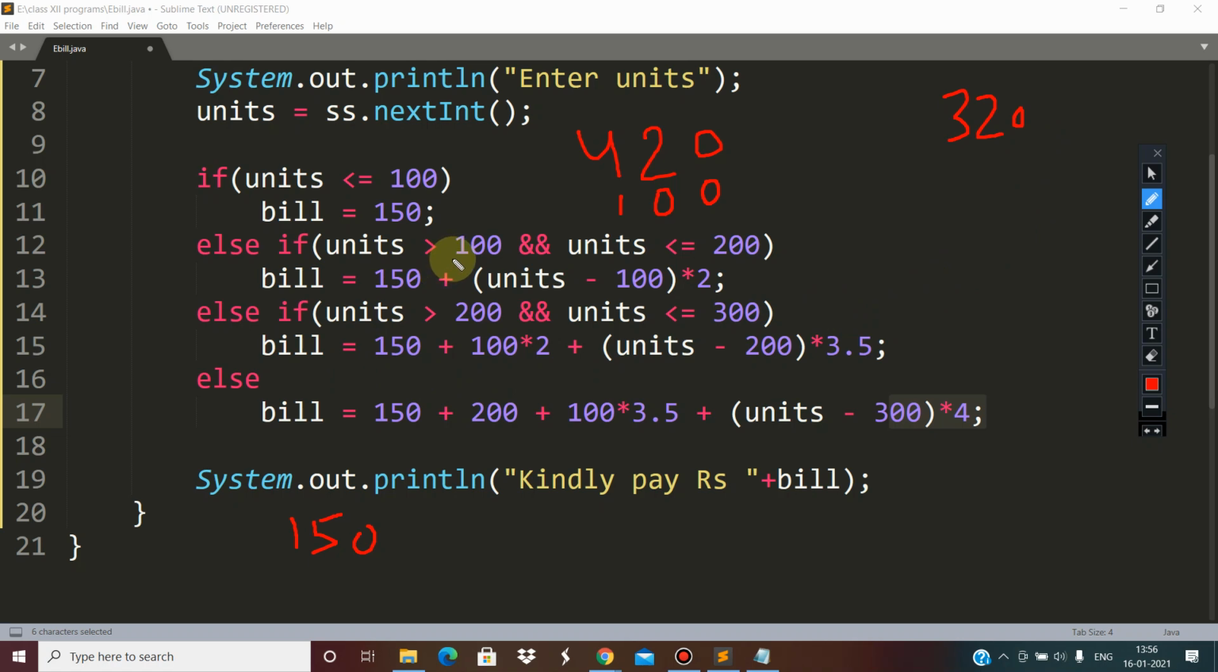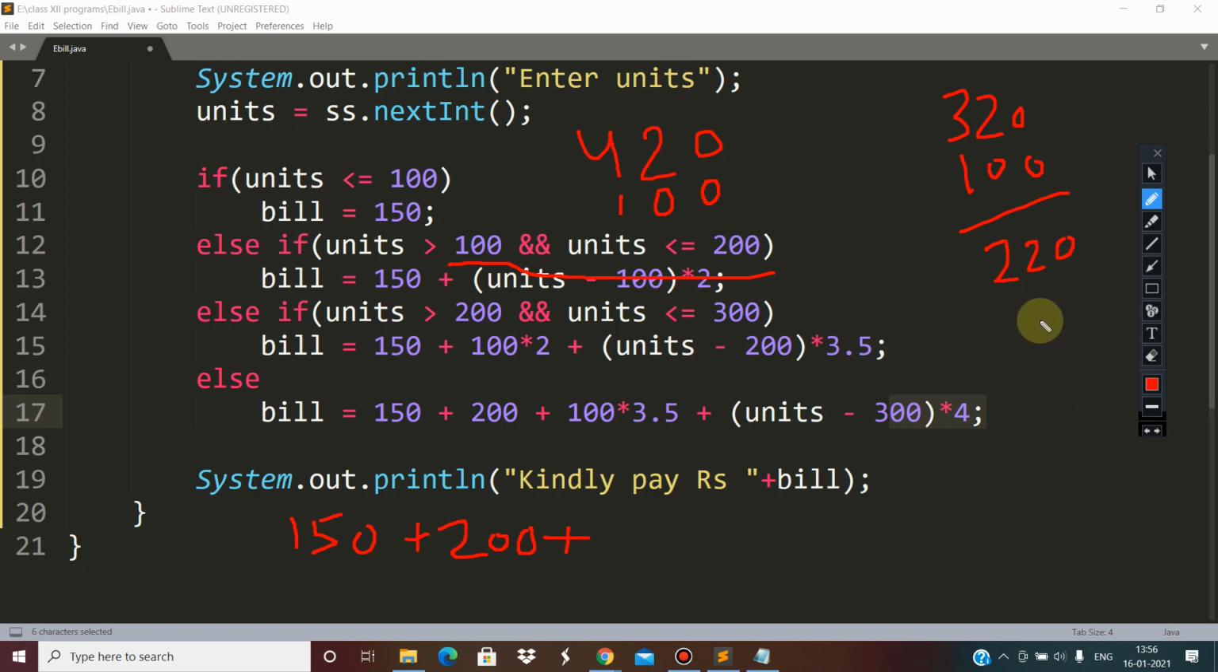Okay. Now this is the criteria. 100 and up to 200, the rate is 2 rupees per unit. So plus 200 for the next 100. So next 100 units I have again paid. So subtract 100. So what is left now? It is 220 units.